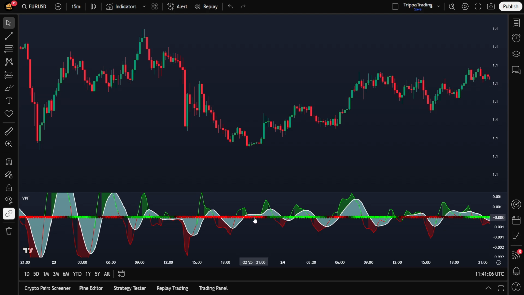If the crossover is bullish, but the dots are red, you ignore that buy signal. But if the dots are green and we get a bullish crossover, just like we have over here, that's confirmation for opening a buy signal.